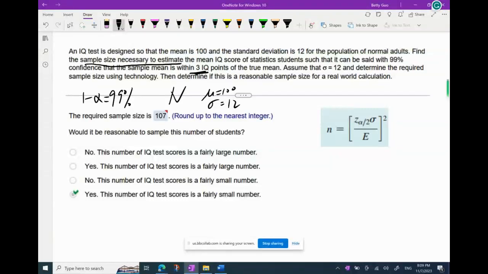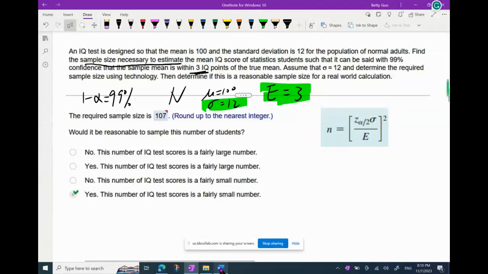Well, this is E actually, right? This is E. That the sample mean is within 3 IQ points of the true mean. So our E, margin of error, is 3. Assume sigma is 12 and determine the required sample size using technology, then determine if this is a reasonable sample size for a real world calculation. Okay.